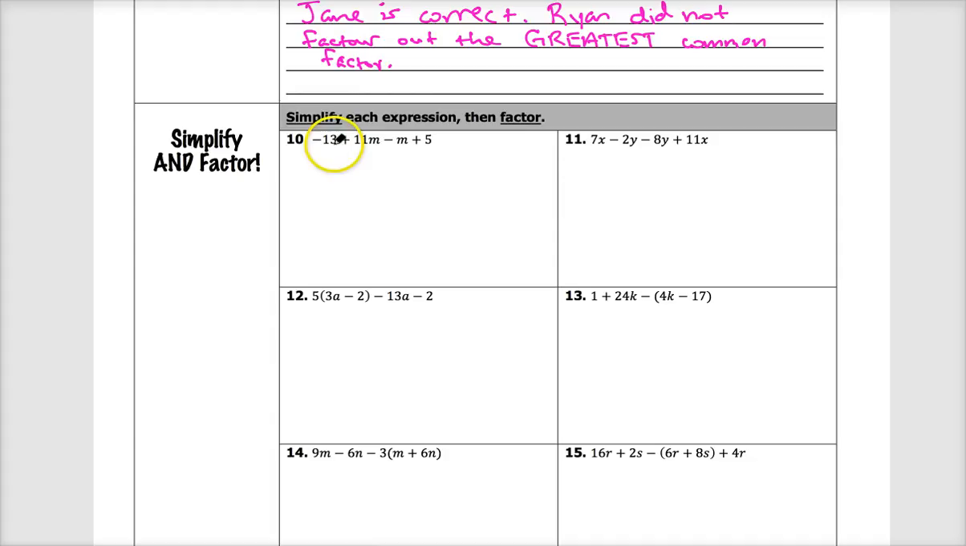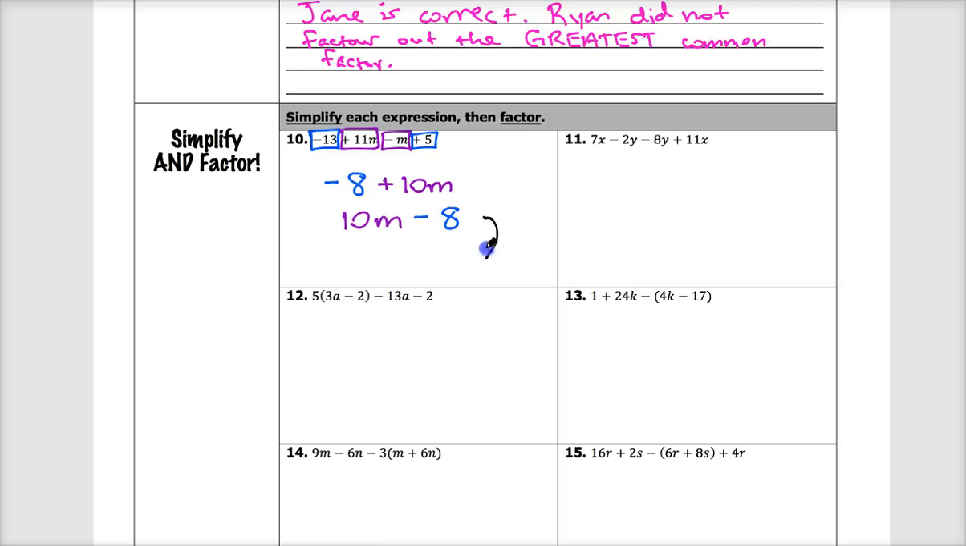To simplify this expression, I'm going to combine my like terms. So we have negative 13 and positive 5. Negative 13 plus 5 is negative 8. And then for the variable terms, we have 11m minus 1m, and that gives us a positive 10m. So we get negative 8 plus 10m, or we can rearrange that as 10m minus 8. When we're factoring, I think it's easier to put the variable term first, so that's why I'm reordering this. So this expression here is simplified, 10m minus 8.